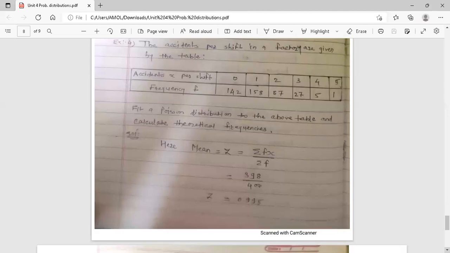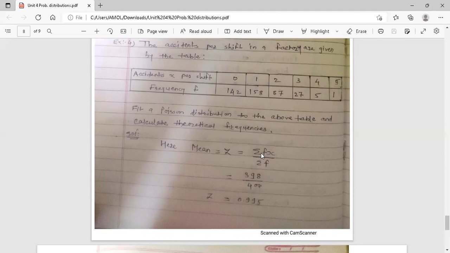Now, how to calculate the theoretical frequency? Using the Poisson distribution. Here we have to first fit a Poisson distribution. To fit it, we want the value of the mean, that is, the value of z. Here the frequency distribution is given, so using the formula mean is equal to summation fx upon summation f, you can find the mean. We have discussed in the third unit, statistics, how to find the mean when a frequency distribution is given. The formula is summation fx upon summation f.